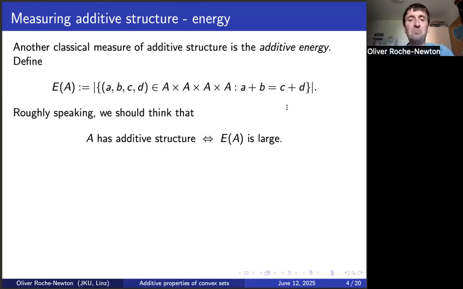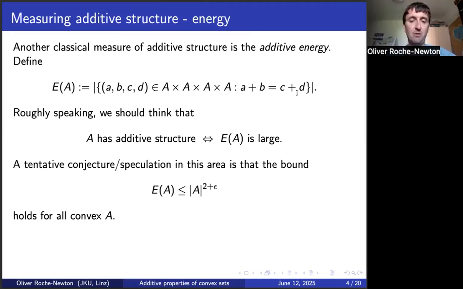Roughly speaking, if A has this additive structure, these additive patterns happening, then we should get many solutions to this equation and the energy should be large. And the range here, the trivial range: the energy is always at least the size of A squared, because we have trivial solutions, A plus B equals A plus B. These are always solutions. And the upper bound is that this quantity is at most the size of A cubed. That's just because three variables fix the fourth one. So where in this range could we be for convex functions? That's a reasonable question.